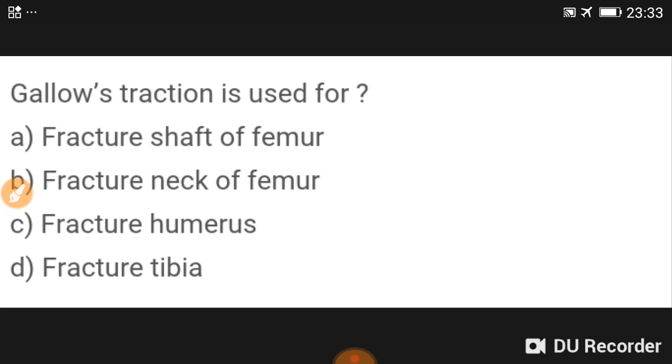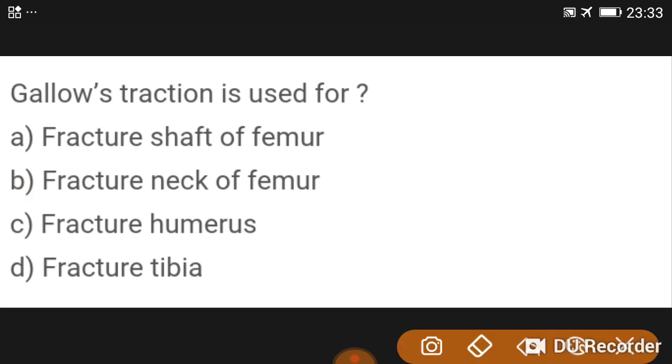Gallows traction is used for fracture shaft of femur.